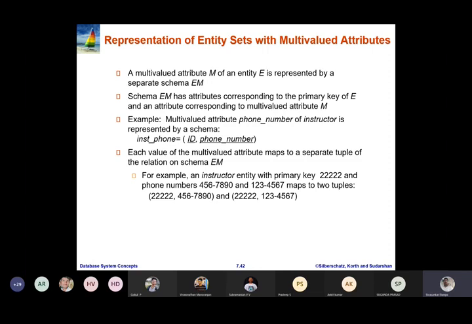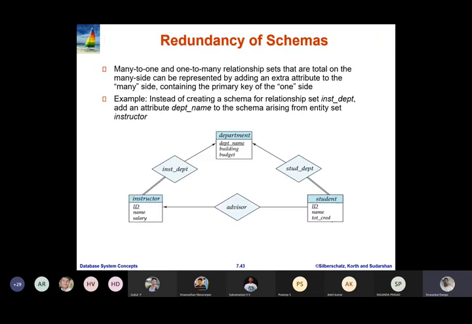In the last class... So in today's class, we study how to avoid redundancy of schema. Whenever you define relations from the schema, there is a chance of redundancy. So how to avoid redundancy of schemas, that's the first topic for today's class.